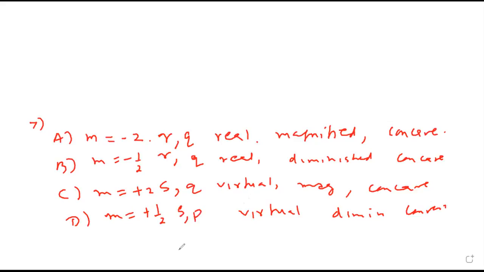So A, Q and R, first option. B, Q and R in first option. C, Q and S, first option. D, P and S. Therefore it is option A. Followed? Yeah, who's following? Hello? Yes. Okay.